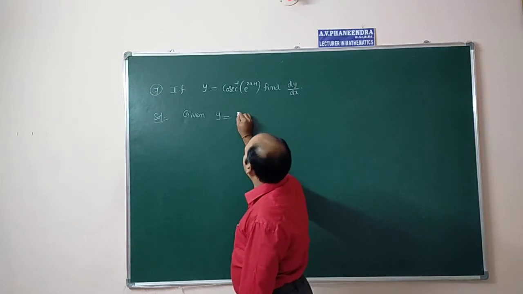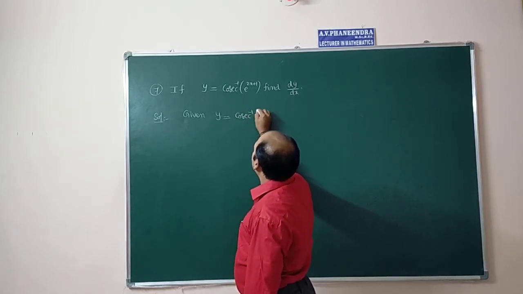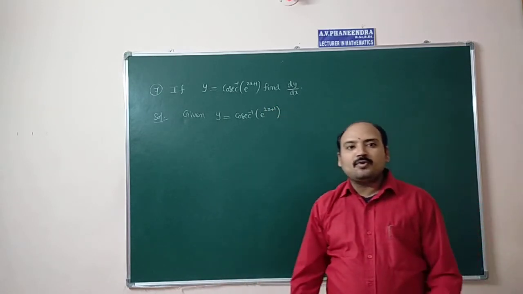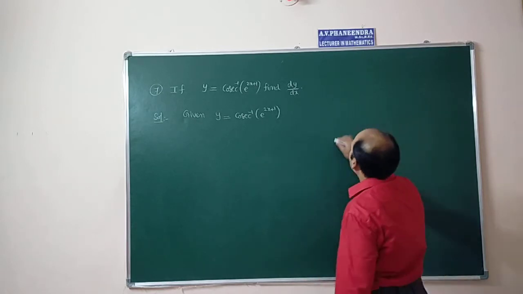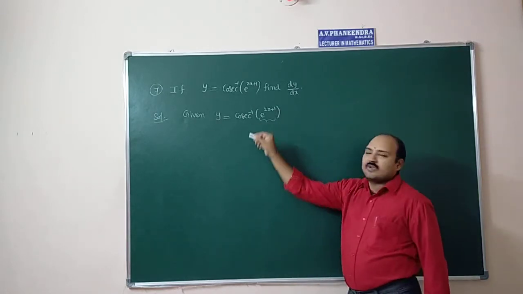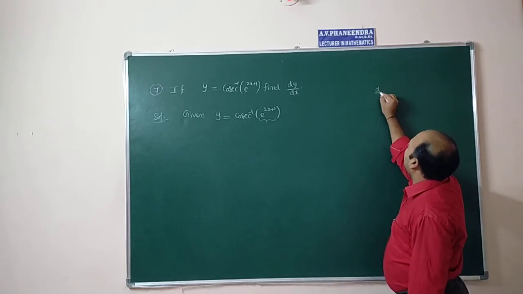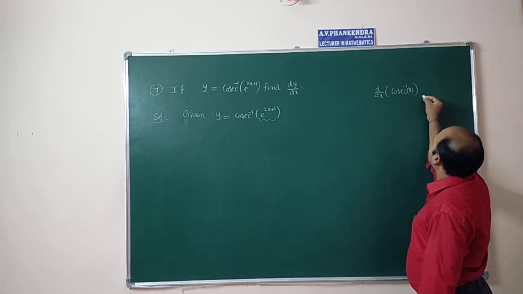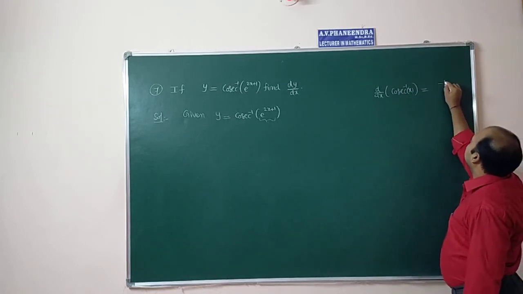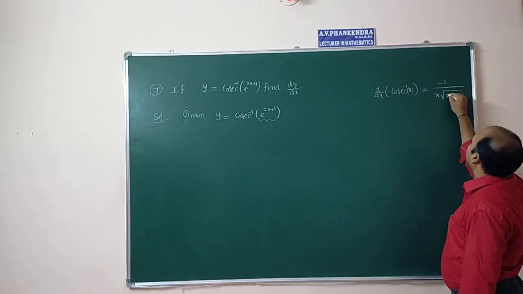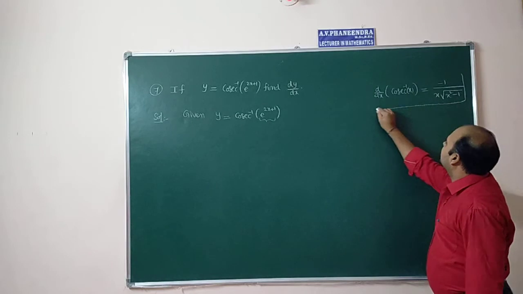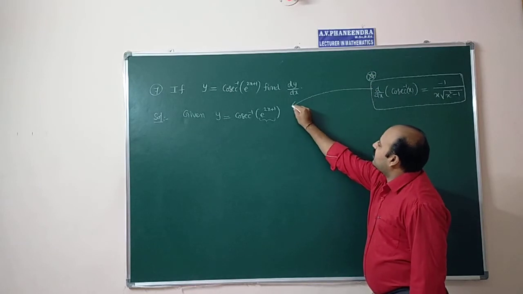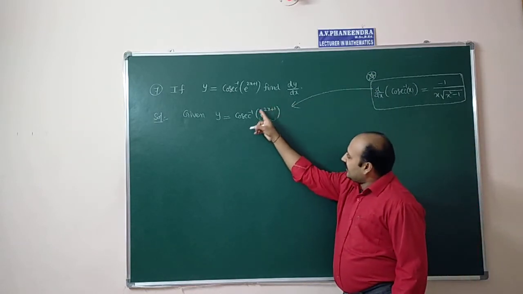First we have to write the given cosecant inverse of e power 2x plus 1. It is in the form of cosecant inverse x. First you have to know the formula for this, completely x we are assuming. d by dx of cosecant inverse x is equal to minus 1 by x into square root of x square minus 1. This is the formula for d by dx of cosecant inverse x. This formula we are applying now. So this is completely x value now.